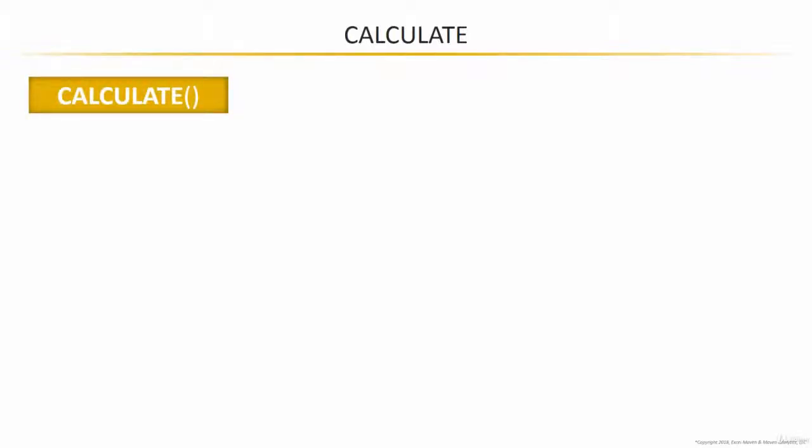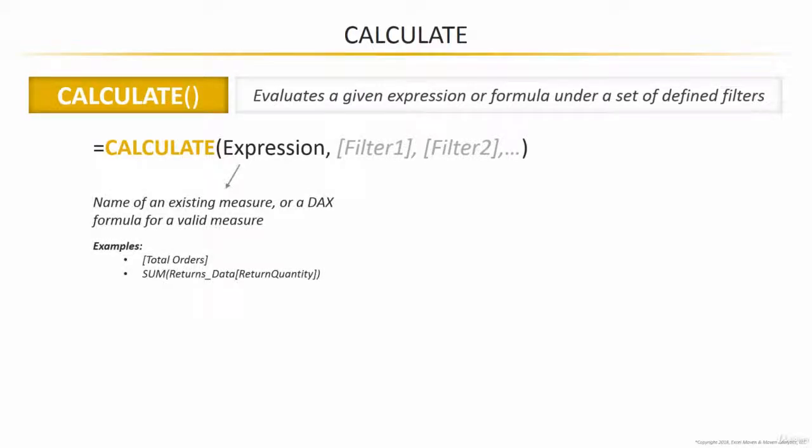Calculate on its own, pretty straightforward. It evaluates an expression or formula under a set of defined filters. So here's what it looks like. You've got your expression argument first. This could be the name of a measure, or it could be a DAX formula that could create a valid measure. So you could plug in your total orders measure there, or a sum function of the return quantity from your returns data table, both totally valid options.